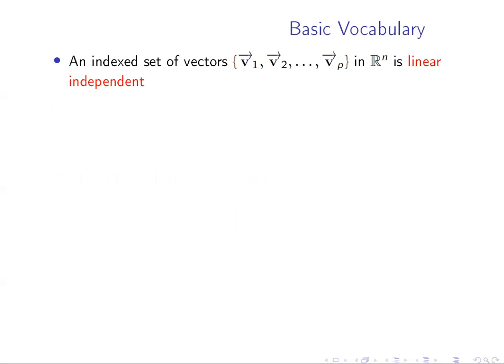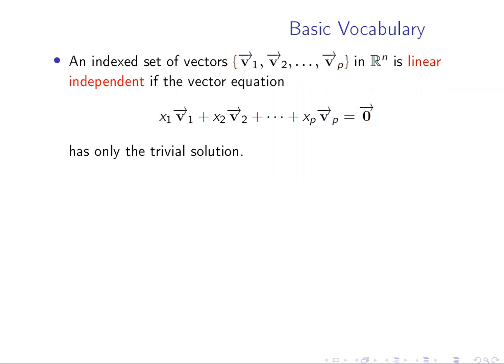So if I have a set of vectors, v1 through vp, so I have a set of vectors in Rn, these are linearly independent if the only linear combination that adds up to the zero vector is the trivial solution, meaning that all of x1 through xp, every one of my x's, is zero. If that is the only solution, obviously it is a solution, but if it is the only solution, then we refer to the vector set as being linearly independent.